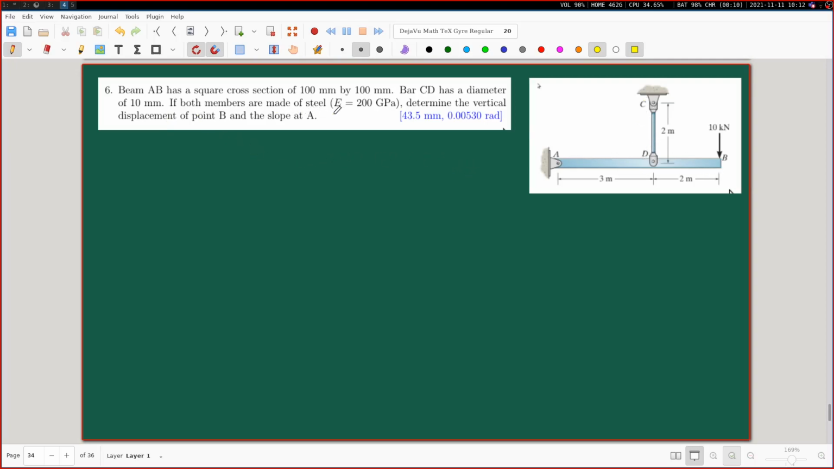If both members are made of steel, so both the beam and the bar are made of steel, determine the vertical displacement of the point B and the slope at point A. So basically there are two problems hidden here. One is the question associated with what is the deflection here. The other is the question associated with the slope here.